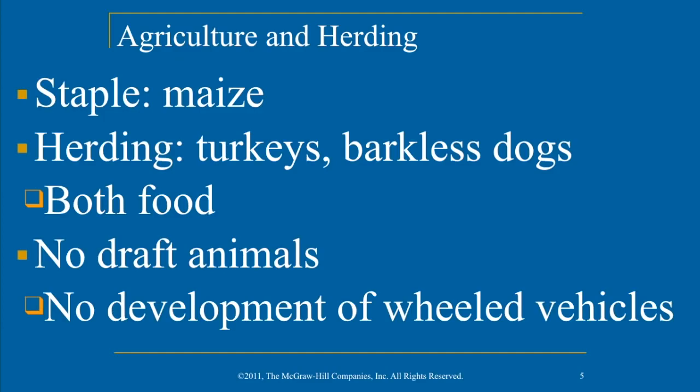Now, we know a little bit about the Olmecs and their agriculture and their herding. Their staple crop was maize. You may know it today as corn, but it's not exactly corn. Maize was a smaller version of corn. It is a lot harder.